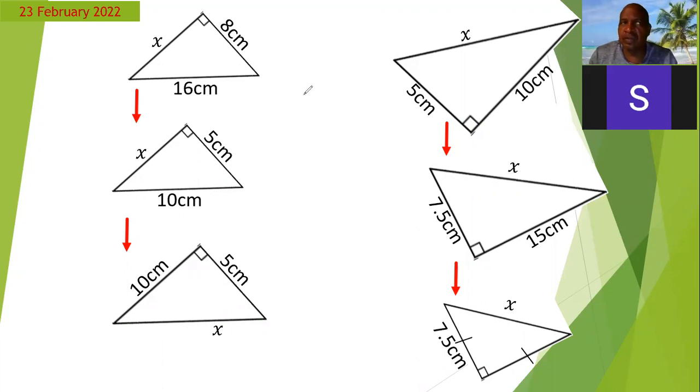Remember, the formula must start with which side? The longest side, which is the hypotenuse. In this question, which side is the hypotenuse? The 16, sir. Right, so the formula must start off with 16. So we're going to have 16 squared equal x squared plus 8 squared. Following so far, Ms. Shamel?